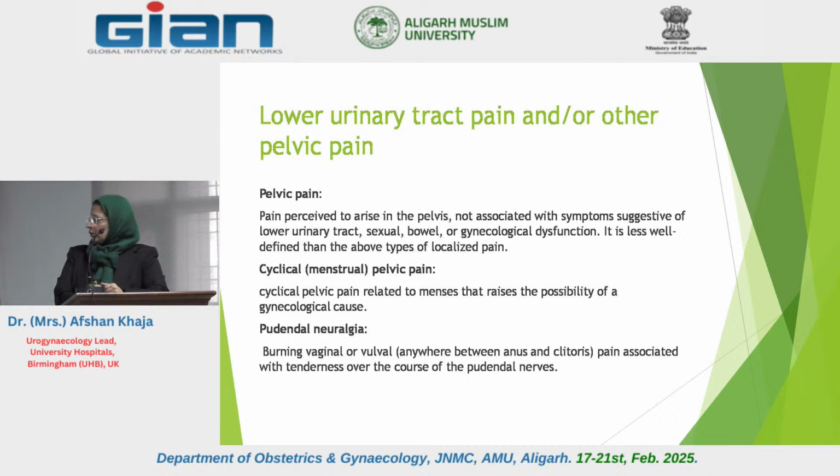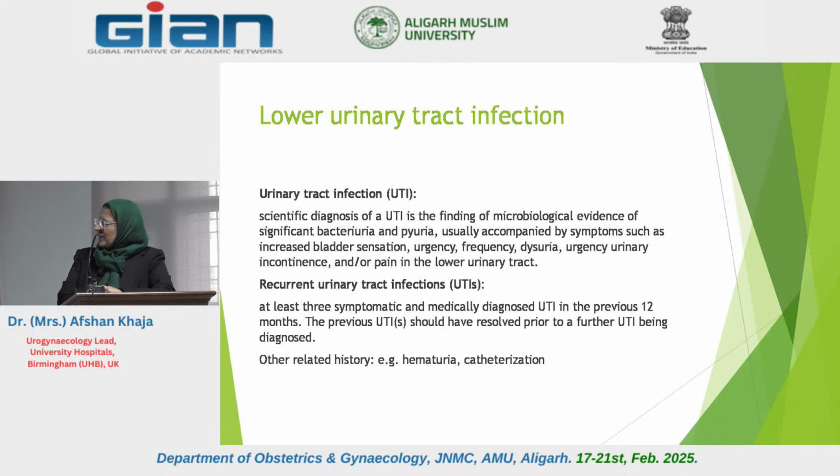Urinary tract infection, how do we define? The scientific diagnosis of a UTI is the finding of microbiological evidence of significant bacteriuria and pyuria, usually accompanied by symptoms such as increased bladder sensation, urgency, frequency, dysuria, urgency urinary incontinence, and or pain in the lower urinary tract. So sometimes we overdiagnose urinary tract infection. There is actually no infection. So there are two parts to diagnosis. One is the patient's symptoms: pain on passing urine, pain in the bladder, temperature, lower abdominal pain.